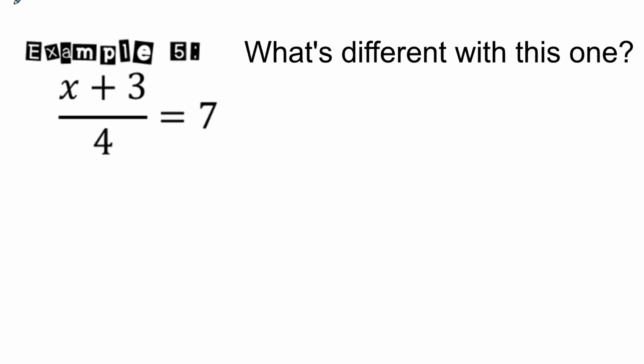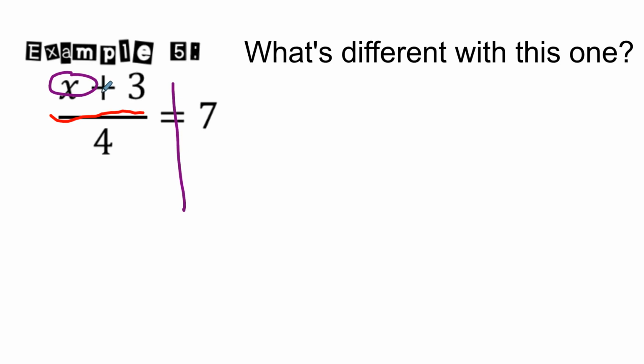Think for a second. What is the difference with example 5? Look at example 4. What is the difference between this example and the previous example? Hopefully what you noticed is that our denominator of 4 is going over the entire term x plus 3.